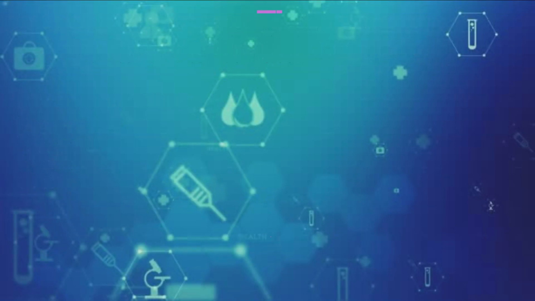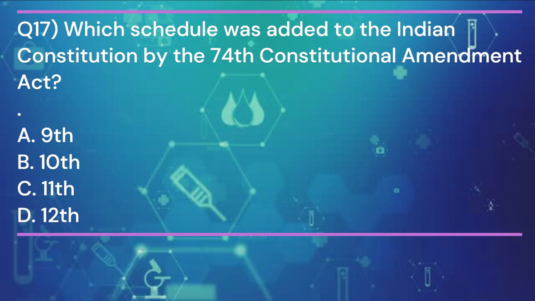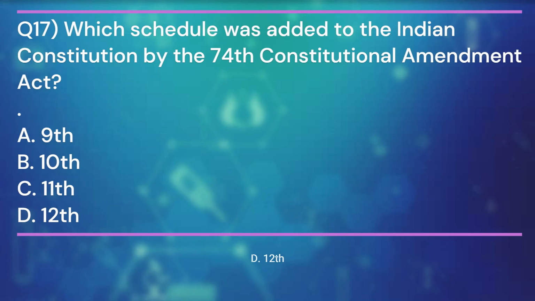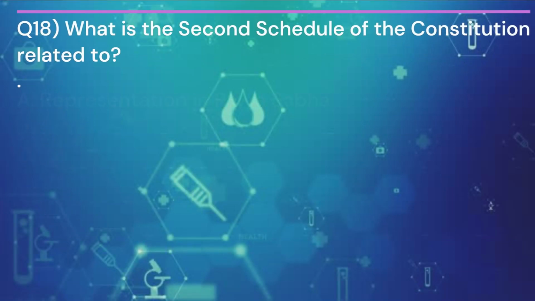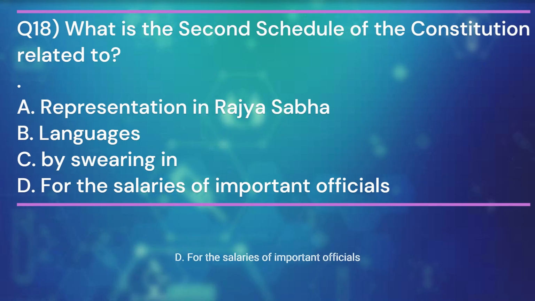11th. Question 17. Which schedule was added to the Indian Constitution by the 74th Constitutional Amendment Act? And the answer is D. 12th. Question 18. What is the second schedule of the Constitution related to? And the answer is D. For the salaries of important officials.